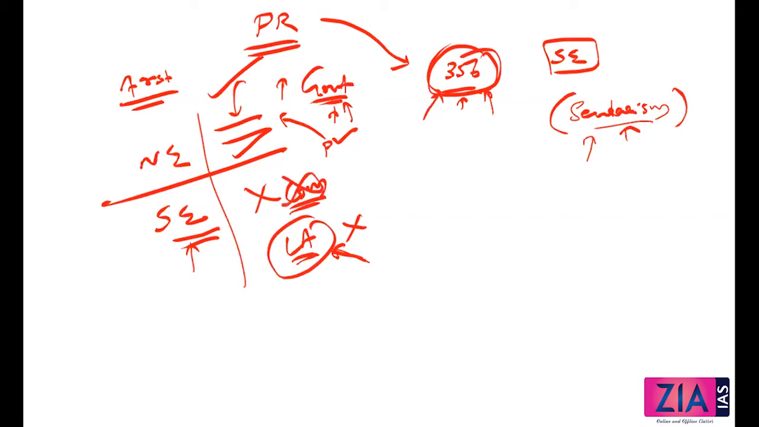So the council of ministers, the main executive body, is gone. The legislature is suspended. So who will make law? Only Parliament can make law here, or the President can make ordinances also.